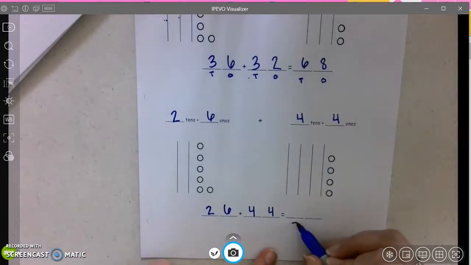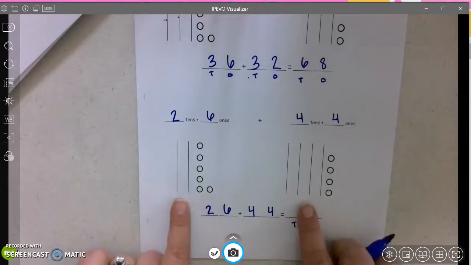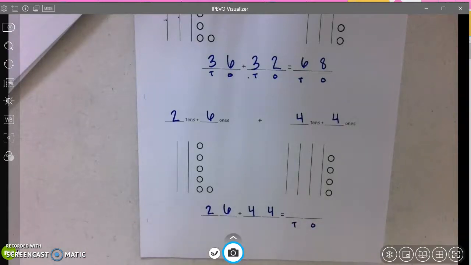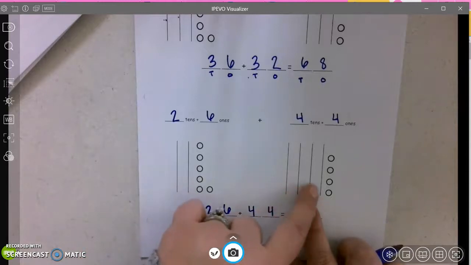So remember this first, there's 2 lines in our answer, so that means that our number has to be 2 digits. So this line is always the 10. So let's go ahead and count the tens first. How many tens do we have in all? We have 1, 2, 3, 4, 5, 6.